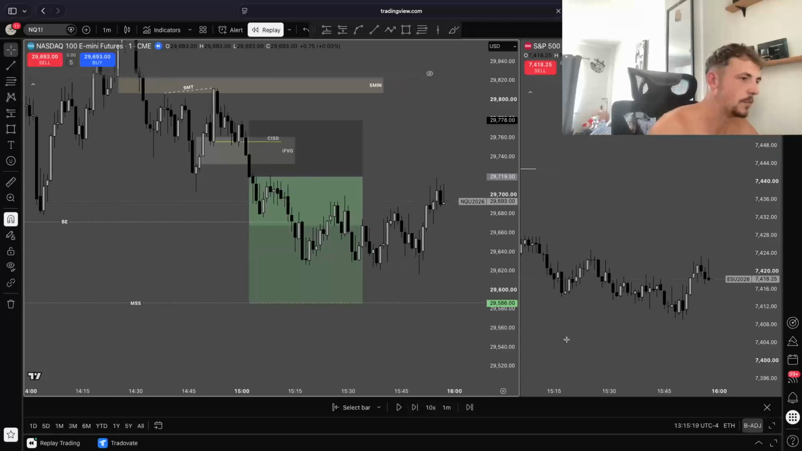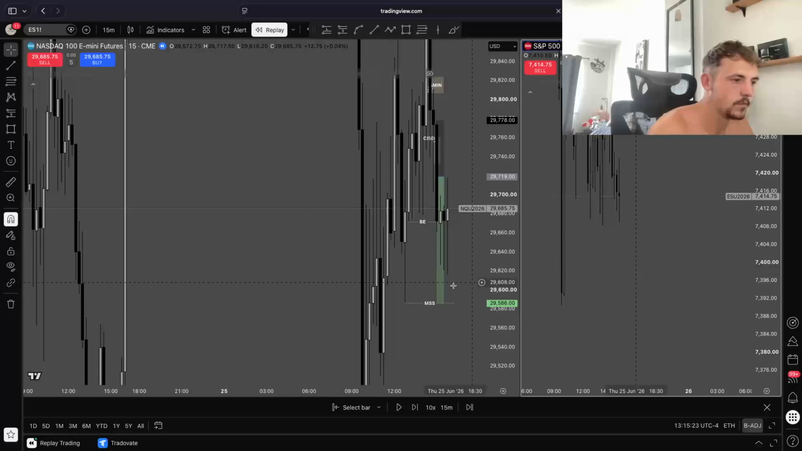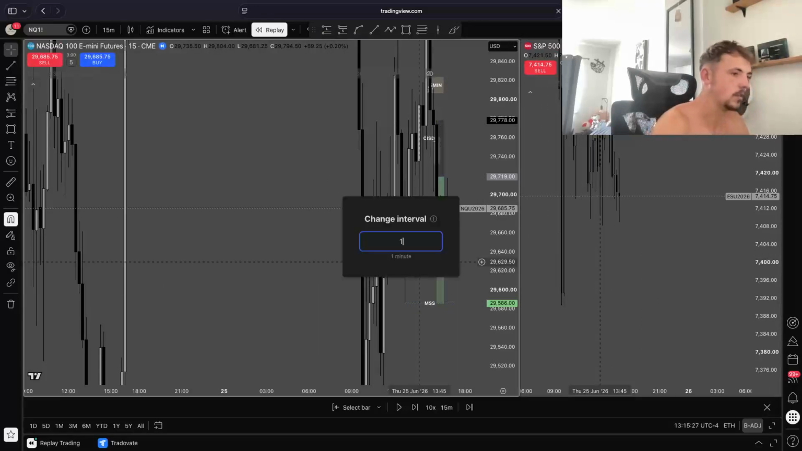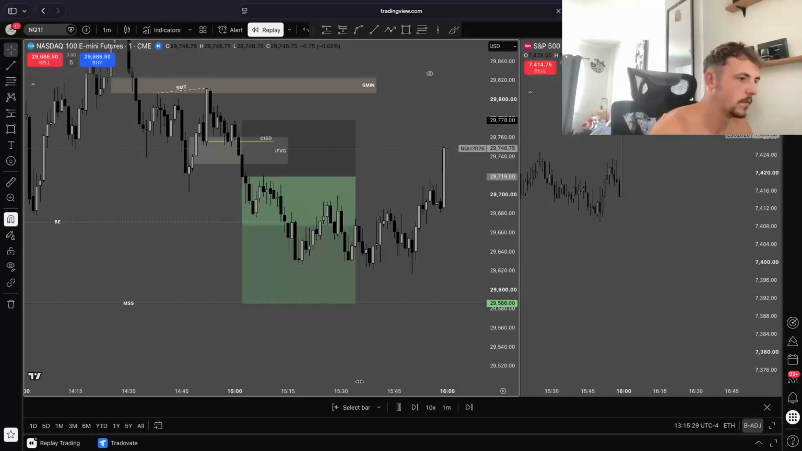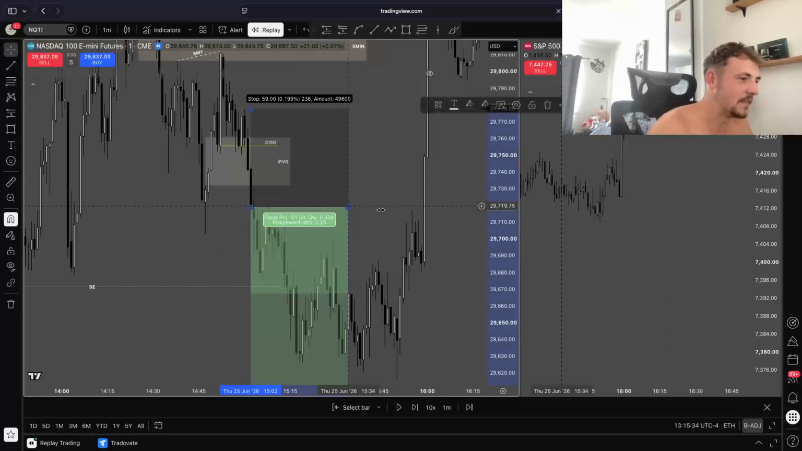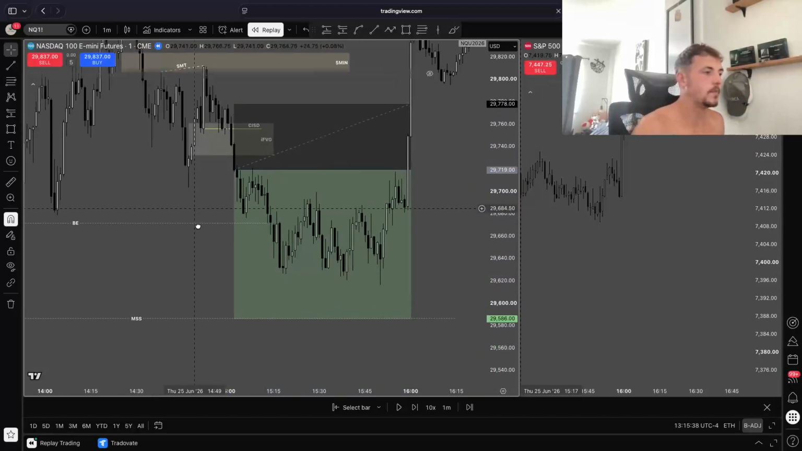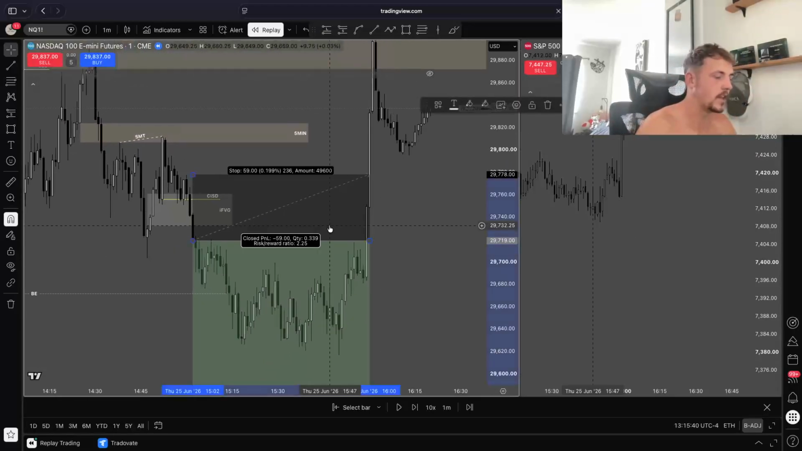Jesus, this is chopped. Did ES end up taking the draw? ES took it over here. Okay, whatever. Would have been a break-even trade. But you get the point. This is the textbook entry that I would have liked to have taken.